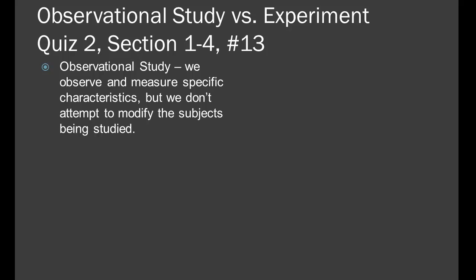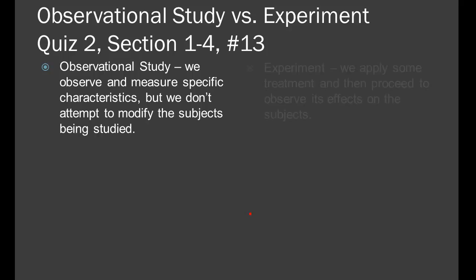So let's look at the definition that the author provided for observational studies. It says we observe and measure specific characteristics, but we don't attempt to modify the subjects being studied. And so when you look at whether or not something's an observational study, we want to know, are we trying to modify something? Are we looking for some result?